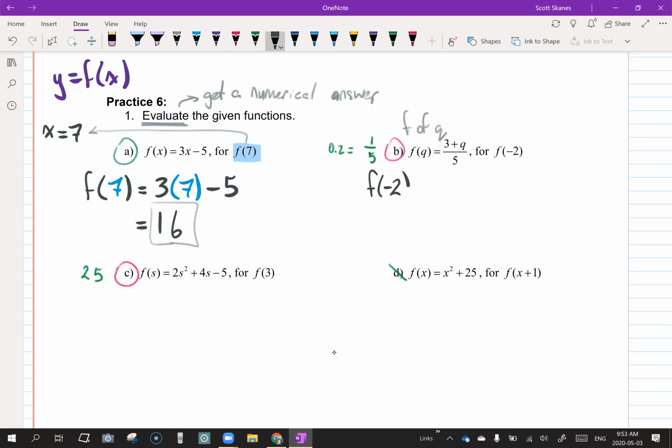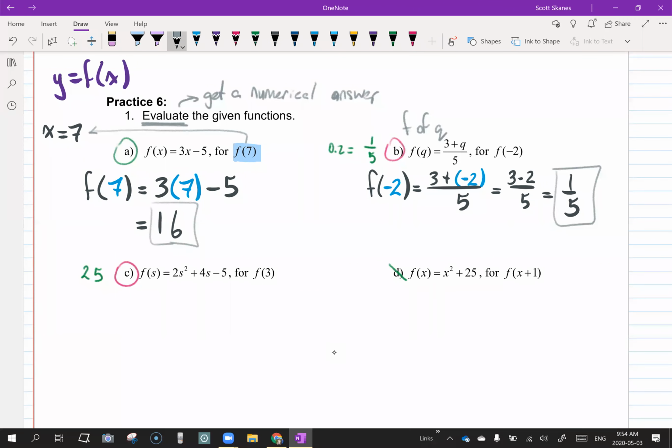So f, when q is -2, is 3 plus -2 over 5. And I'm always very picky about this stuff. Try to use brackets because it makes sure that you never make sign errors. This is now 3 minus 2 over 5, or 1 over 5.